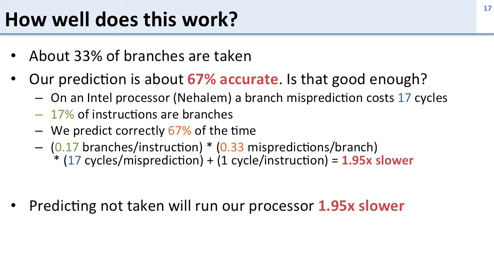So even with 67% accuracy, predicting not taken is going to cause our processor to run about 2 times slower than it would have otherwise. So this is clearly not good enough. We can't have our processor running half as fast as it should just because we're not predicting accurately. So we need better ways to predict.